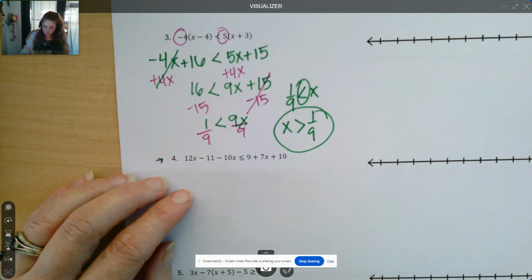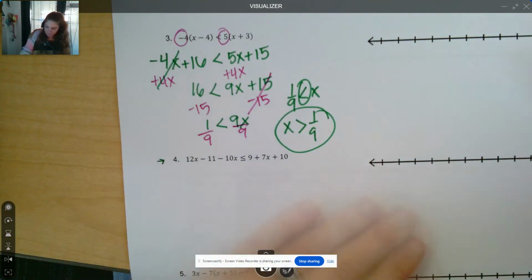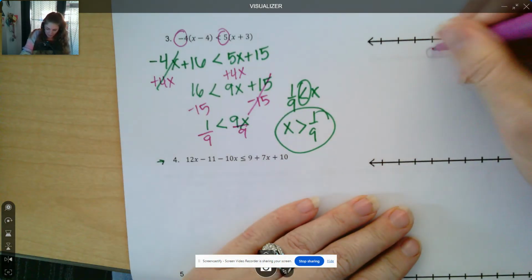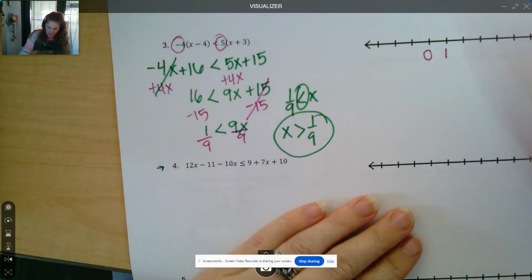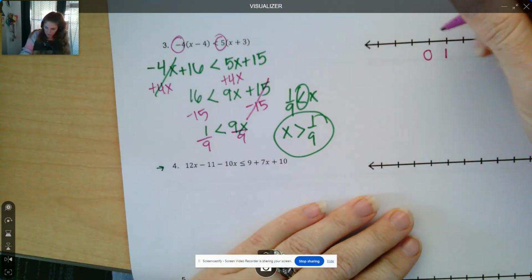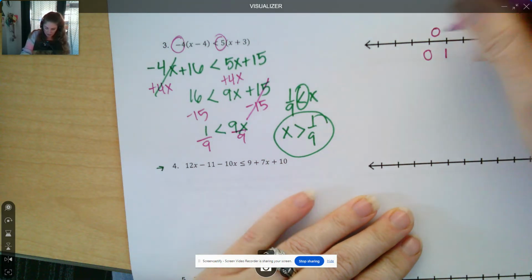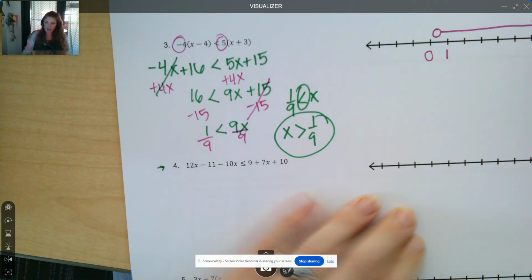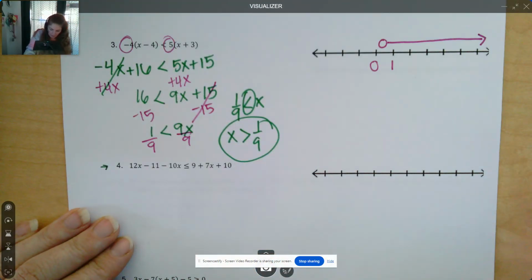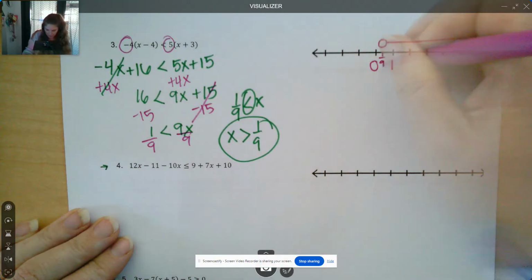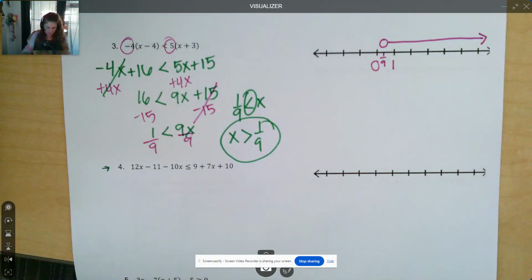So when we go to graph this, we're going to have 0 and 1 because 1/9 lies between 0 and 1. I'm going to have an open circle between 0 and 1, but a little bit closer to 0. And I'm going to shade to the right because it's all values that are greater than 1/9. And if you wanted to put 1/9 down here, you can, to communicate clearly. Perfect. Let's take a look at number 5.